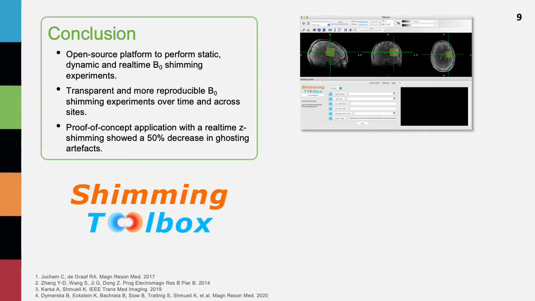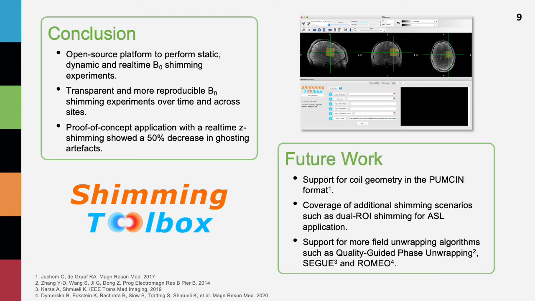To conclude, Shimming-Toolbox is an open source platform to perform static, dynamic, and real-time B0 shimming experiments. The Shimming-Toolbox was tested for proof of concept with a real-time z-shimming experiment, which showed a 50% decrease in ghosting artifacts. We are actively working to improve the toolbox. Future work includes support for coil geometry in the Pulseq format, coverage of additional shimming scenarios such as dual ROI shimming for ASL application, and support for more field unwrapping algorithms such as quality-guided phase unwrapping, SEGUE, and ROMEO.